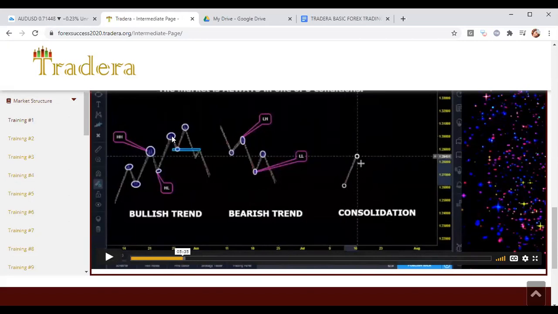So on the bullish trend, we're putting it on the lows, right? So where do you think we will be putting structure in a bearish trend? On the high. Higher high. On the lower highs. On the lower highs.